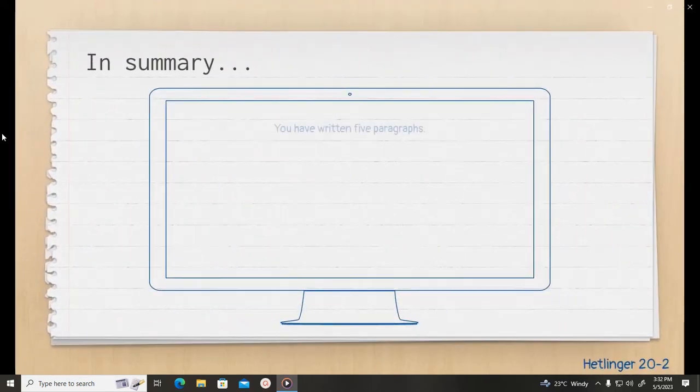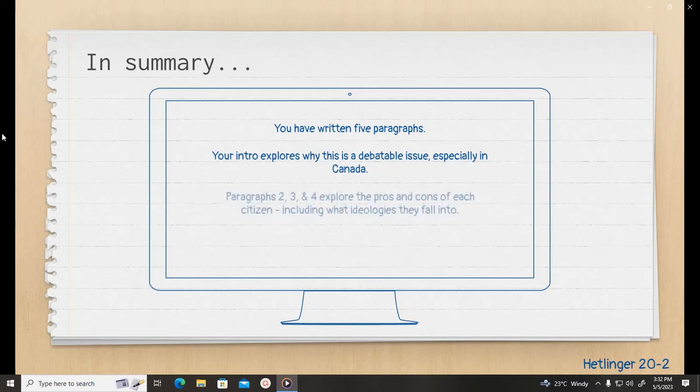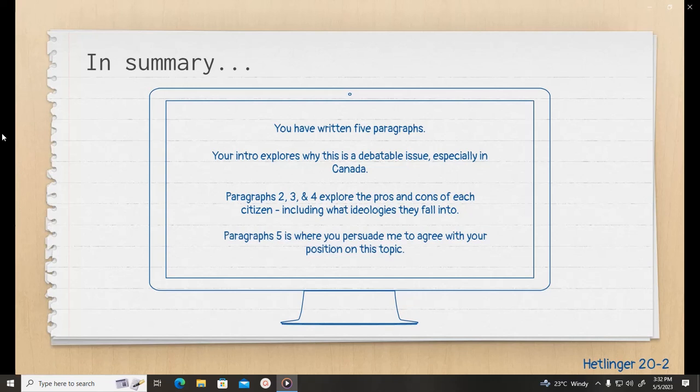So in summary, you have written 5 paragraphs. Your intro has explored why this is a debatable issue, especially in Canada. In paragraphs 2, 3, and 4, you've explored the pros and cons of each citizen and included what ideology they fall into. And in paragraph 5 is where you persuade me to agree with your position.